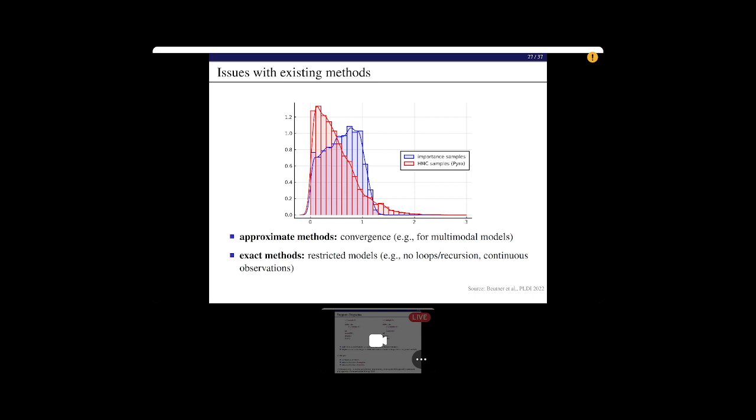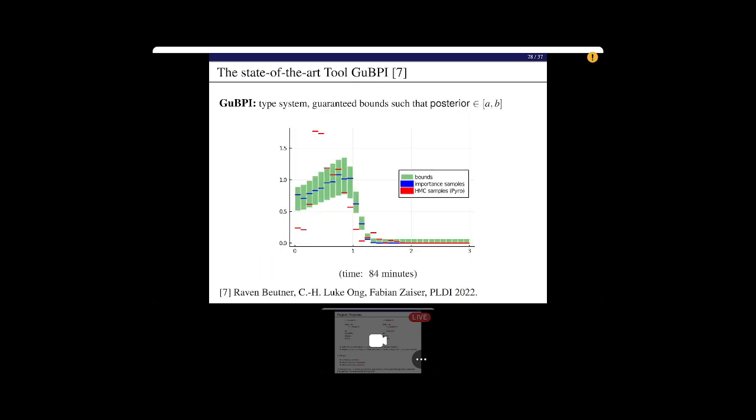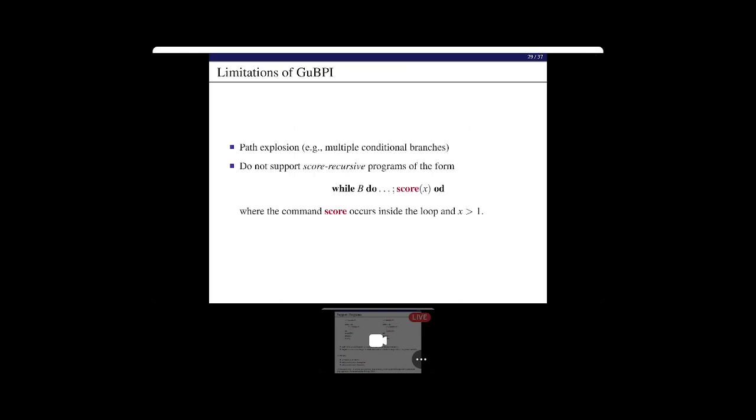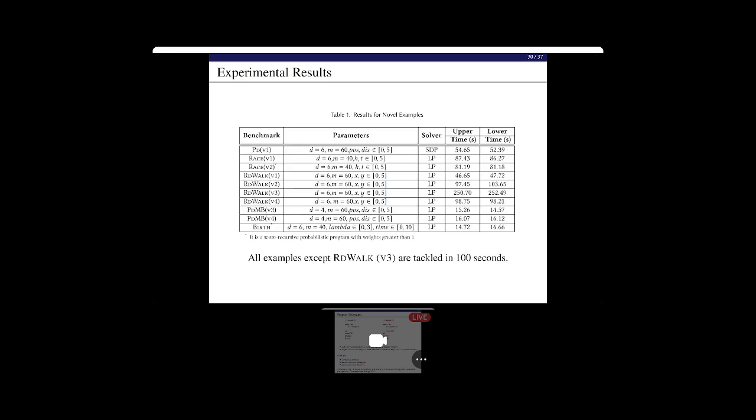There are two kinds of existing methods for posterior inference. The first is approximate approach, and the second is the exact method. Both of them have their own disadvantages, and the most relevant approach is GuBPI, which uses type systems and also produces NPD bounds. However, GuBPI is limited to basic expressions, and it doesn't support score-recursive programs.